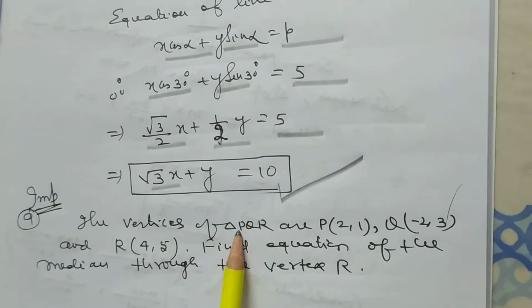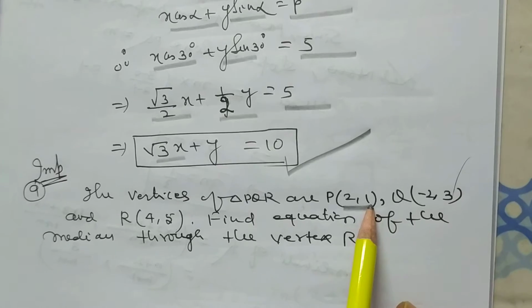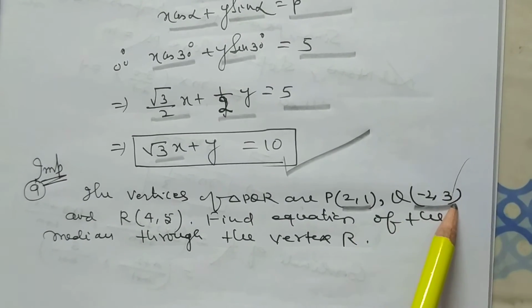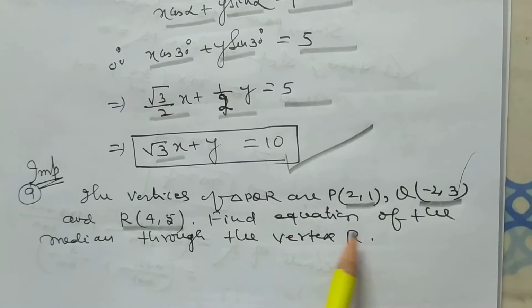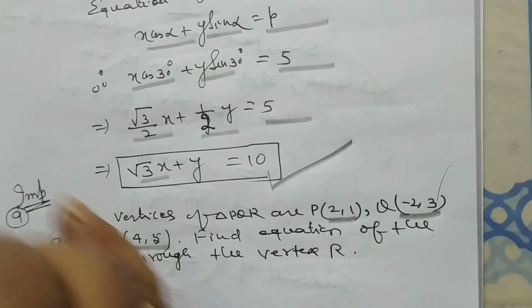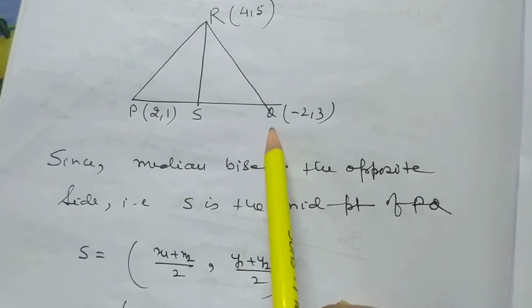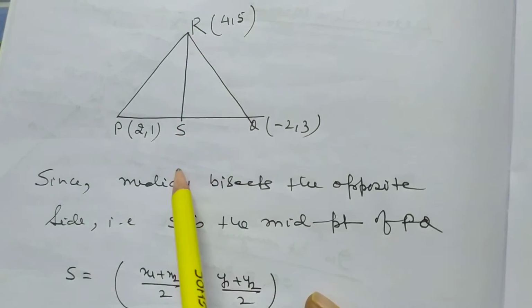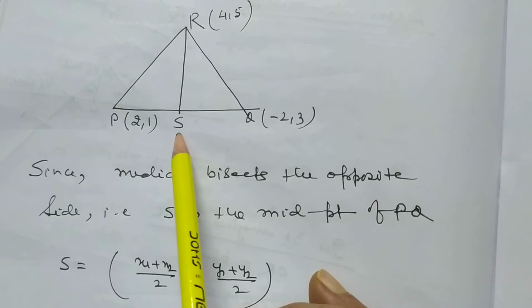The vertices of triangle PQR are P(2, 1), Q(minus 2, 3), and R(4, 5). Find equation of the median through the vertex R. My dear students, here we have RS is the median, and S is the midpoint.